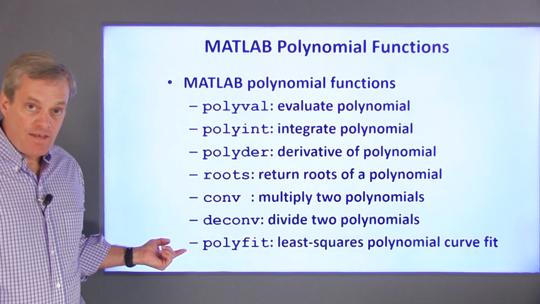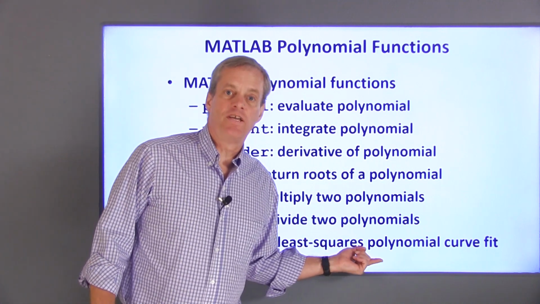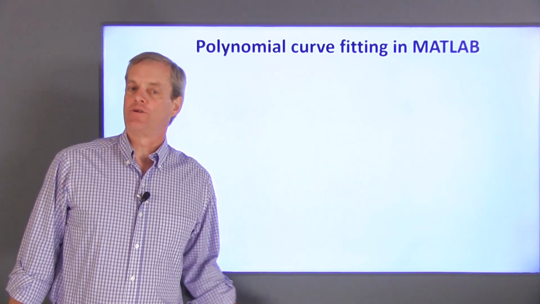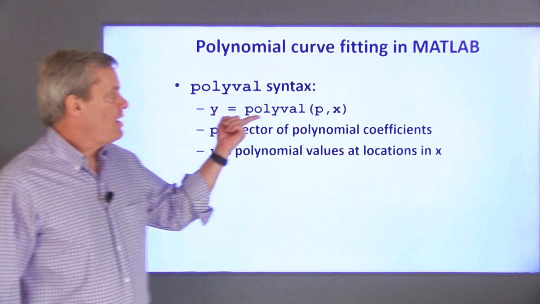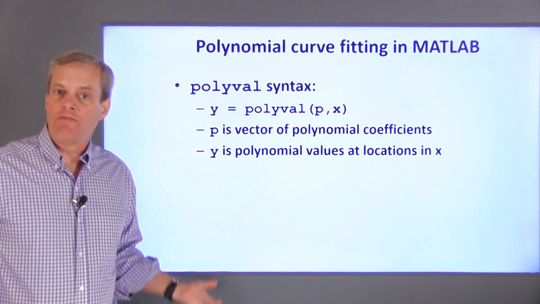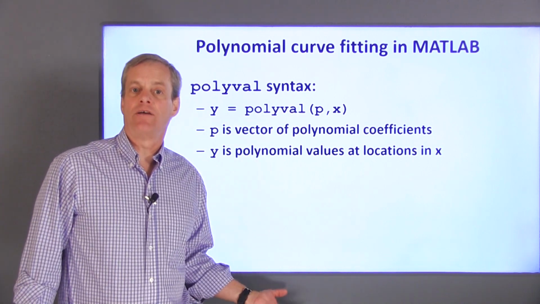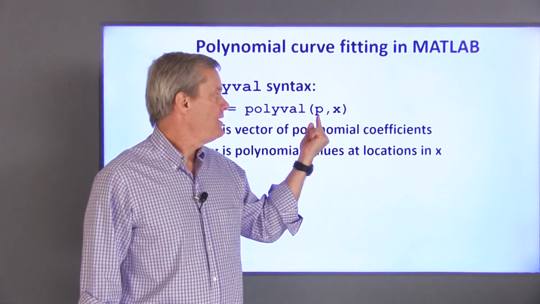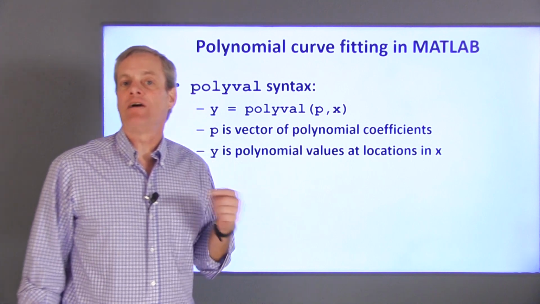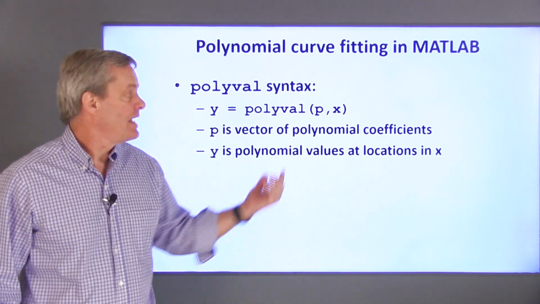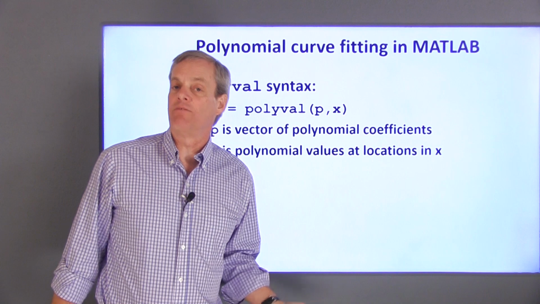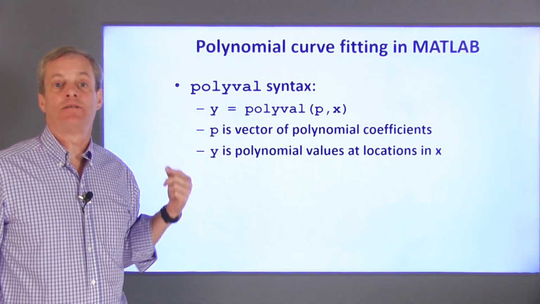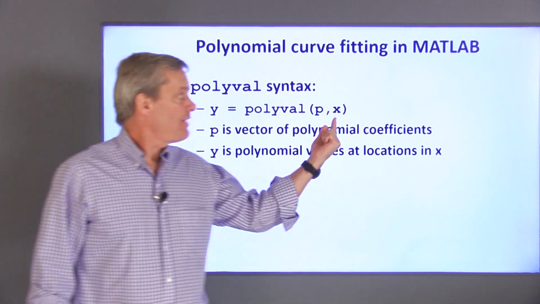Finally, polyfit performs least squares curve fitting of polynomials to data. Now let's talk about polynomial functions that are useful for curve fitting. The polyval function determines the value of a polynomial at a specific value of the independent variable. The syntax is y is equal to polyval of p comma x, where p is a vector containing the polynomial coefficients and x is an array containing the values of the independent variable.